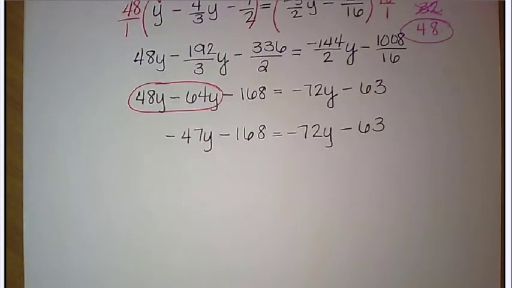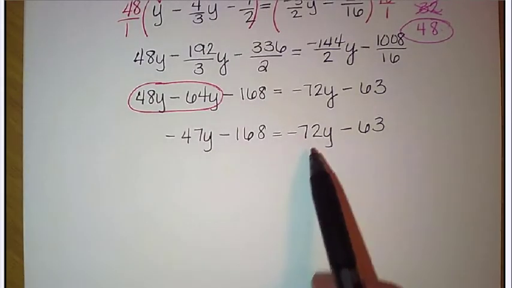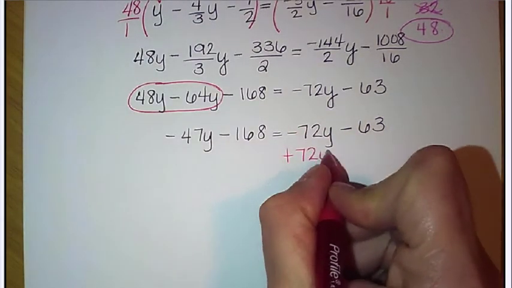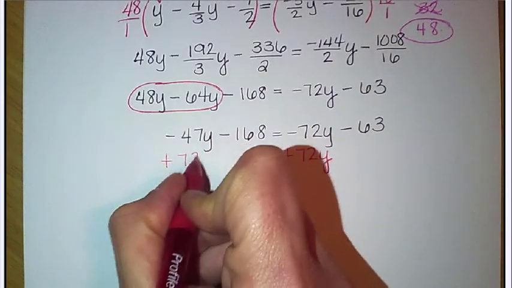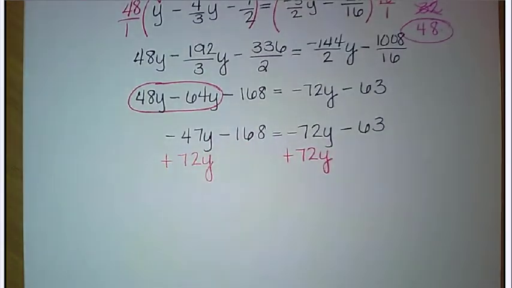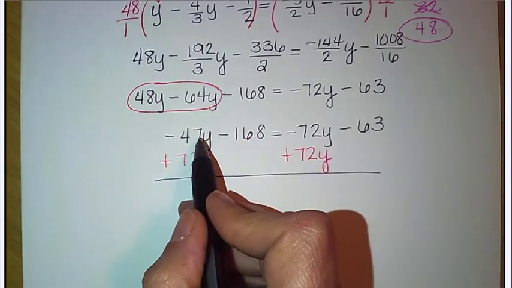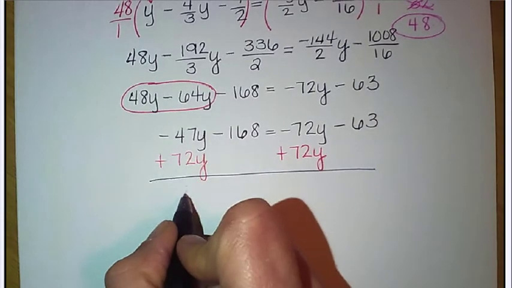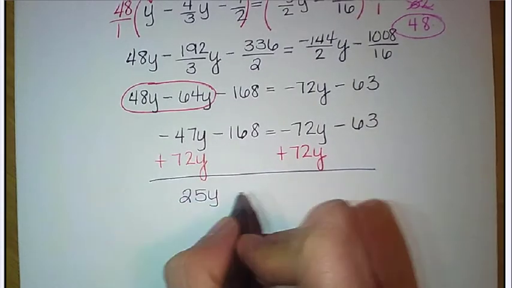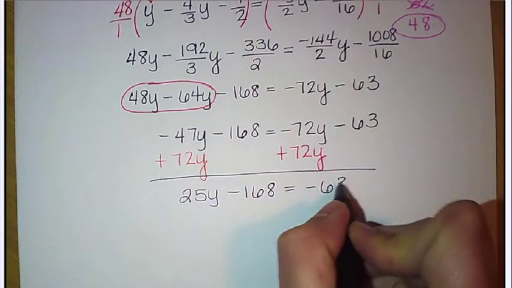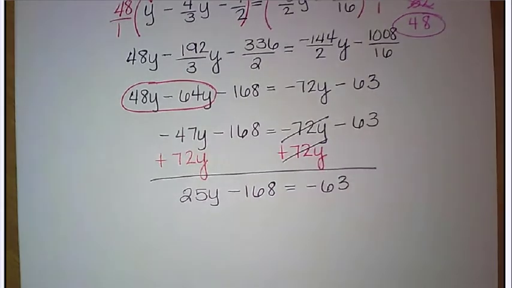So now I need to move my y's together. I want to move my negative 72 over to the other side. Since it's a negative, we're going to add 72y. So 72 minus 16 is going to give us 56y minus 168 equals negative 63. My 72 y's were canceling. Again, remember not to drop that negative in front of that 63. It's really easy to do.